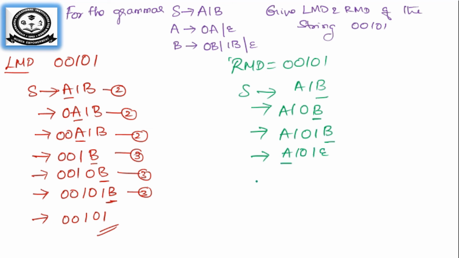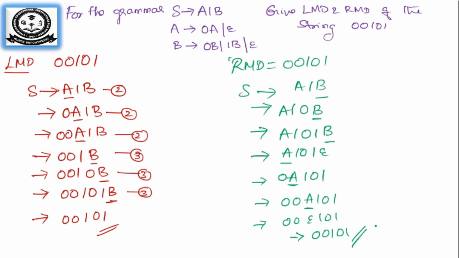Now the next symbol to be substituted is A. You can see two zeros are there, so you'll substitute 0A101. Again for this A you will substitute, so you'll have 0 0 A 101, only A is there, so substitute epsilon, so 0 epsilon 101, and finally you will get 0 0 1 0 1. So I have given enough examples for derivation using LMD and RMD.